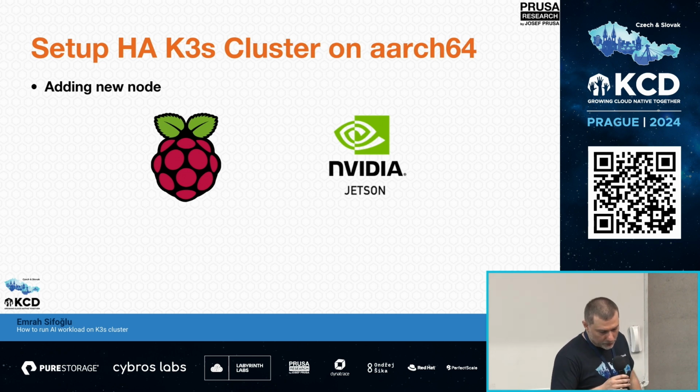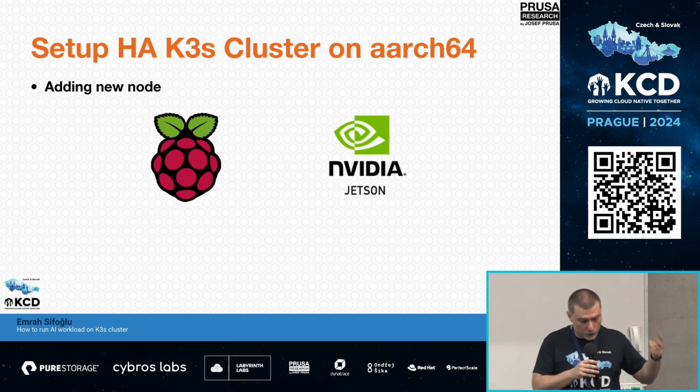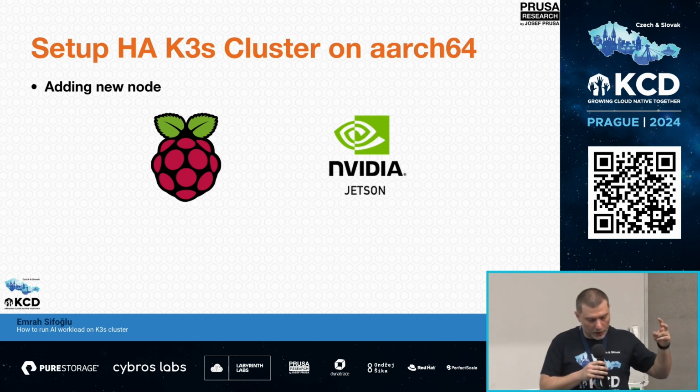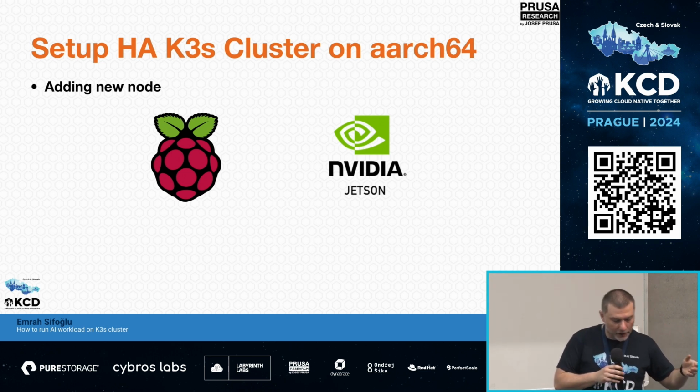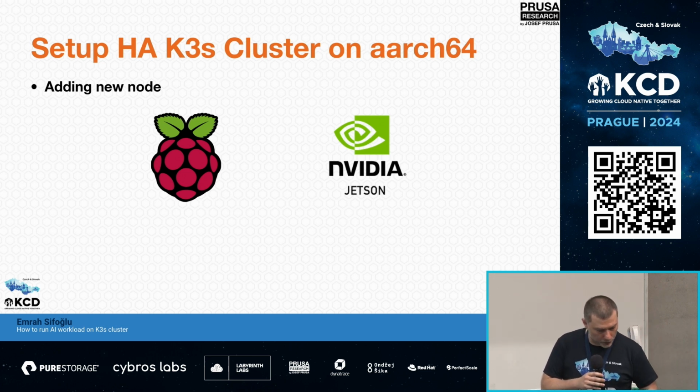Okay, so let's say you want to add a new node. You can add 2 more nodes, right? Or any number of nodes you want. But here I want to show you how you can add a node as a Raspberry Pi or the Jetson Nano, where we're going to run an AI workload.